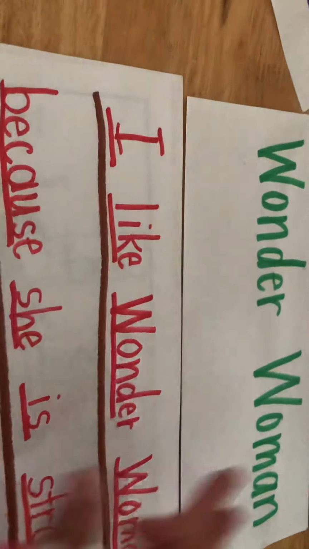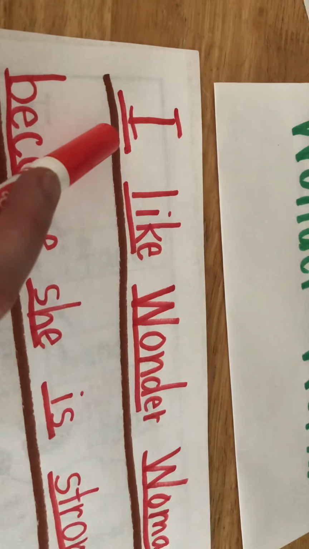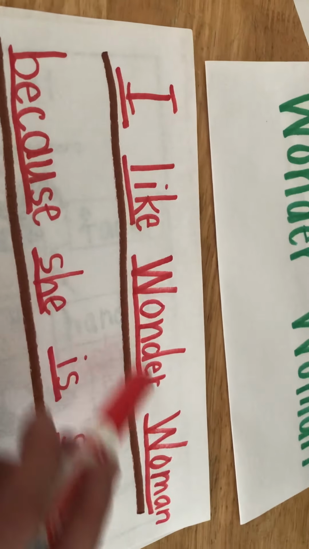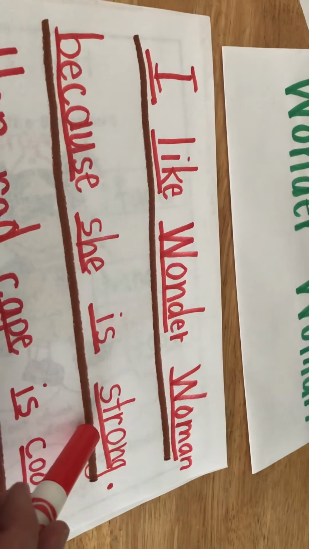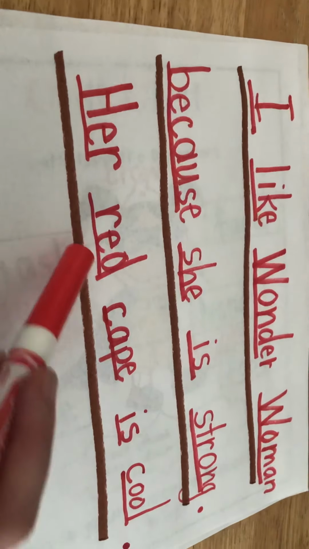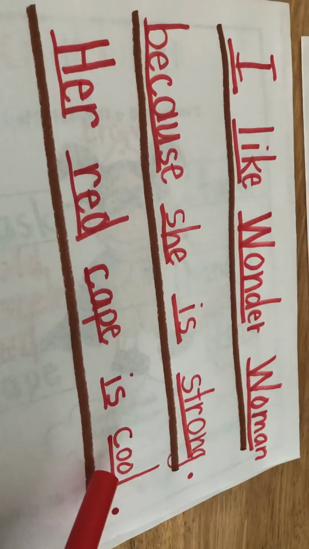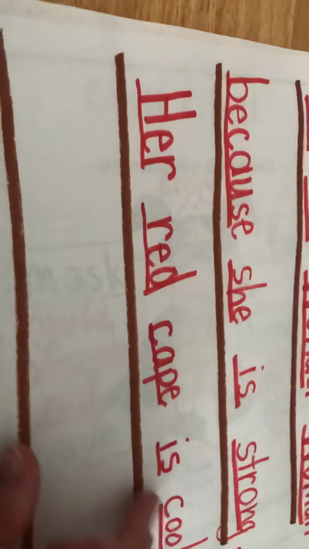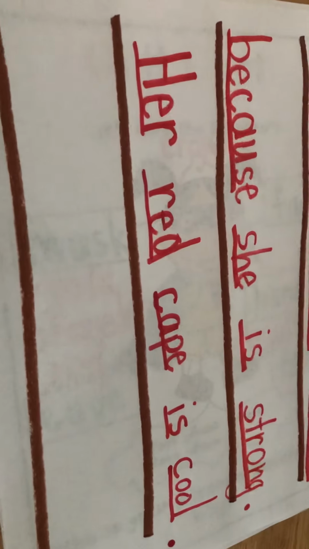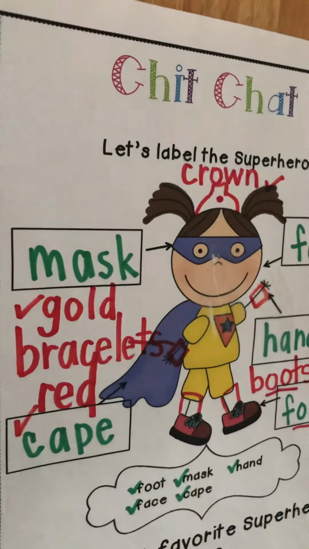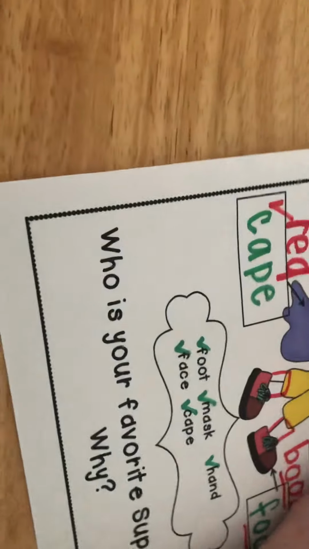All right, let's see what I wrote. And you can help me read if you remember. I'll point. I wrote, I like Wonder Woman because she is strong. Her red cape is cool. All right, and I have another line here that I can write on. And if I run out of lines and I want to write more, I've got some more lined paper. So let's take a look and see what we want to write about.